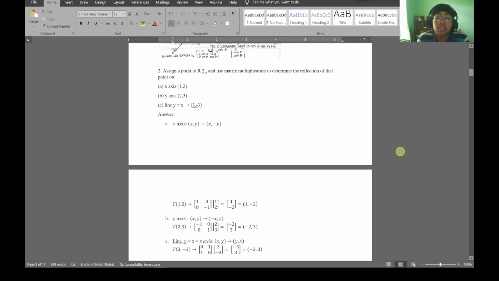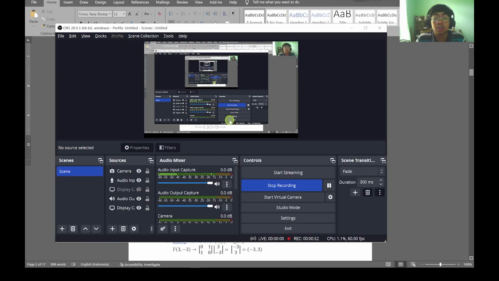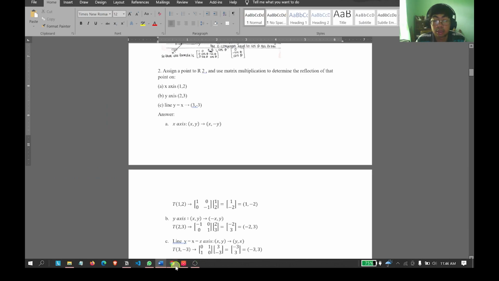Number 2, assign a point to R2 and use matrix multiplication to determine the reflection of that point on the x-axis, y-axis, and line y equal to x. First is the x-axis, we have values 1 and 2. The x-axis, x and y, becomes x and minus y, like this.